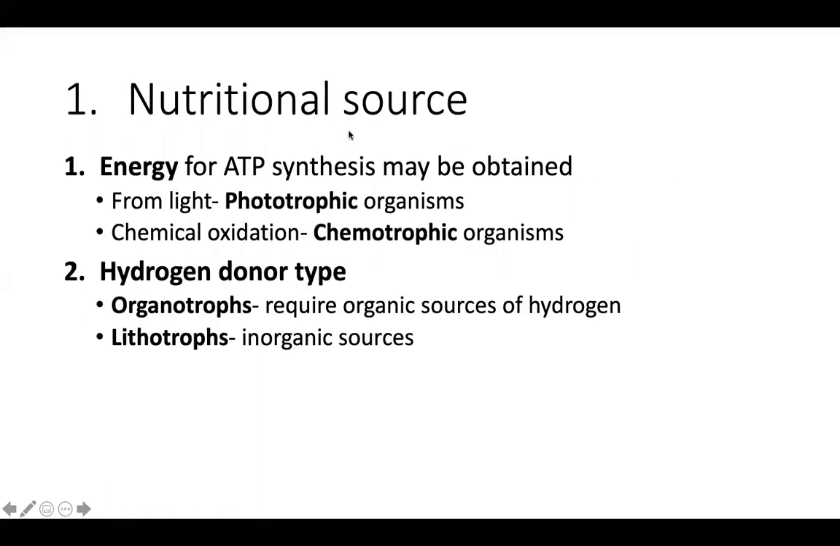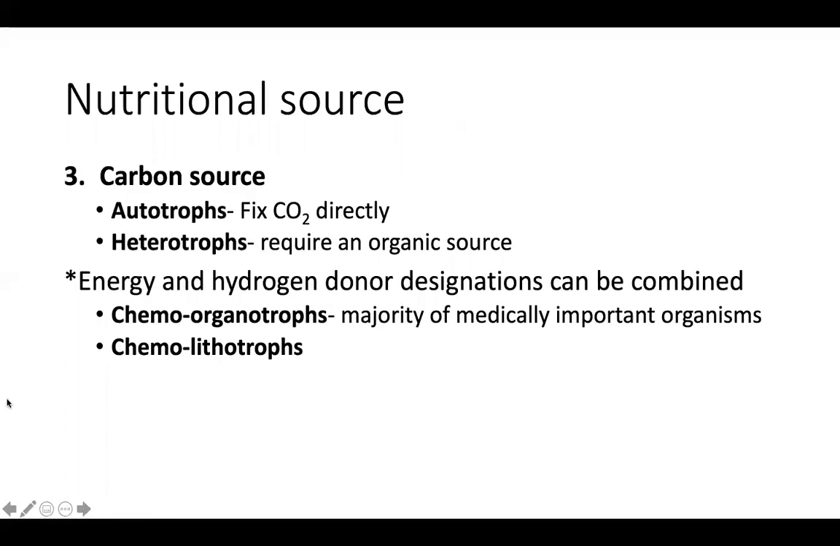For the energy source, remember that energy for ATP synthesis will be obtained from light, and these are the phototrophic organisms, or through chemical oxidation, and these are the chemotrophic organisms. For the hydrogen donor types, you can have organotrophs, which require organic sources of hydrogen, or lithotrophs, which require inorganic sources of hydrogen. And of course, you have the carbon sources. Autotrophs: are they able to fix carbon dioxide directly? Or are they heterotrophs, which require an organic source?